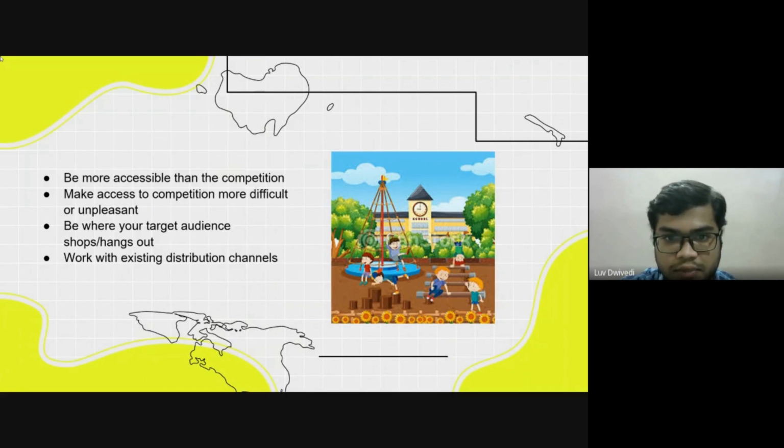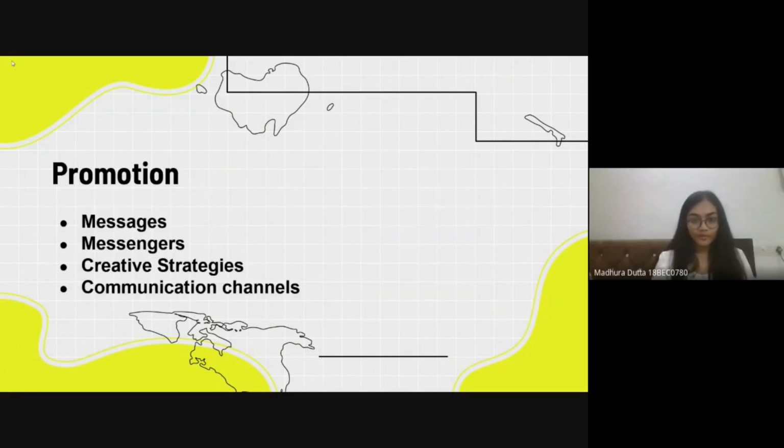The next is be where your target audience shops or hangs out. We'll stick posters and distribute pamphlets to the students where they hang out regularly, like playgrounds, auditorium or assembly ground. The last is working with existing distribution channels. We'll work with schools and provide them with the required equipment and planners that are to be distributed among the children. So let's move on to promotion.